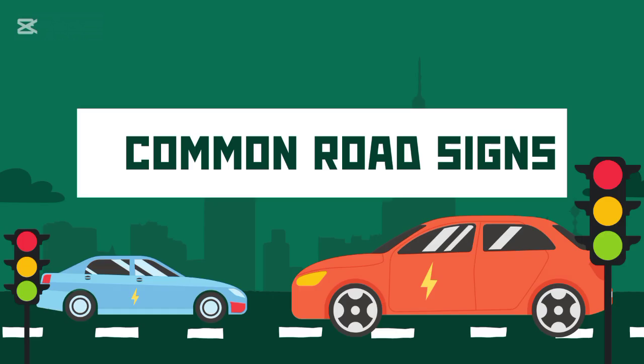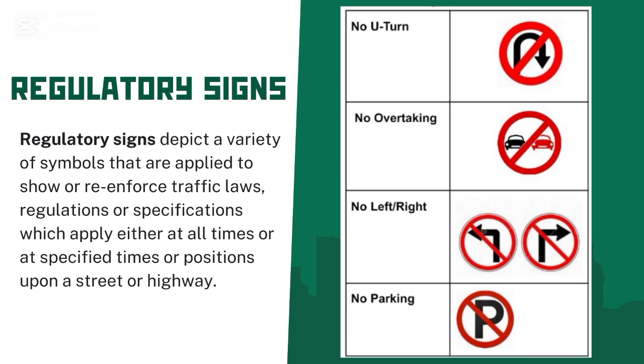So the following are the common road signs. First is the regulatory signs. Regulatory signs depict a variety of symbols that are applied to show or reinforce traffic laws, regulations, or specifications which apply either at all times or at specified times or positions upon a street or highway. Examples of this are no U-turn, no overtaking, no left or right turn, and no parking.